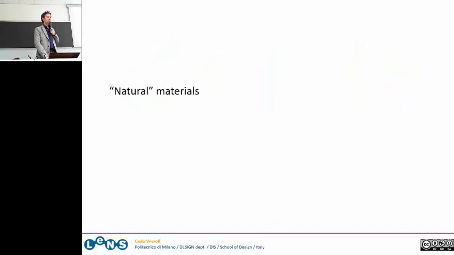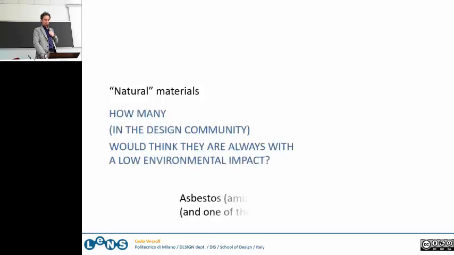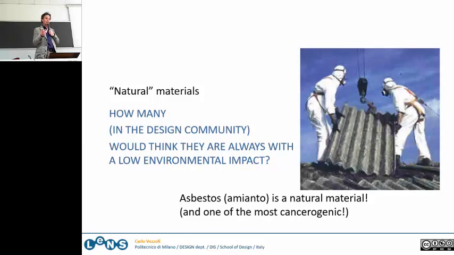And what about natural material? Are they always with a low environmental impact? I go a bit faster. You know, asbestos, amianto in Italian, it's a very natural material. You can find it very easily in nature, okay? It's one of the most carcinogenic materials existing, causing lots of death, lots of problems in the past. Still, we have to take it away from our roofs, from many buildings and whatever. Last year from the school of my daughters, so you have to be very careful. Natural material. So not all natural materials have a low environmental impact.